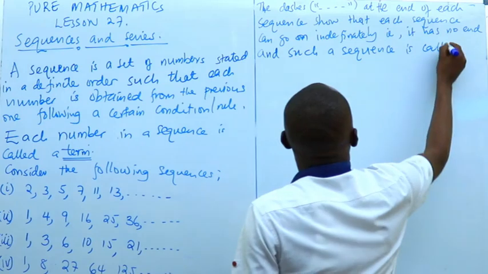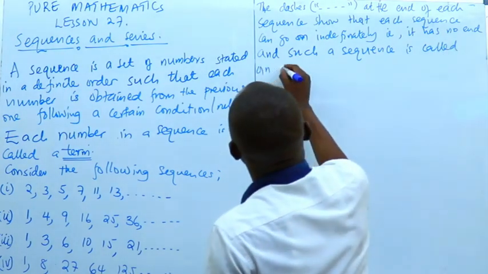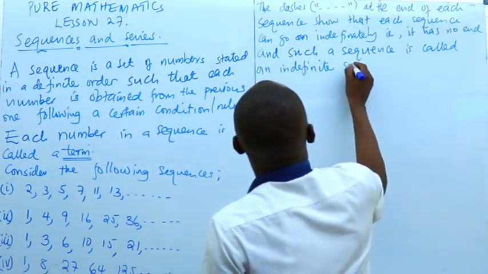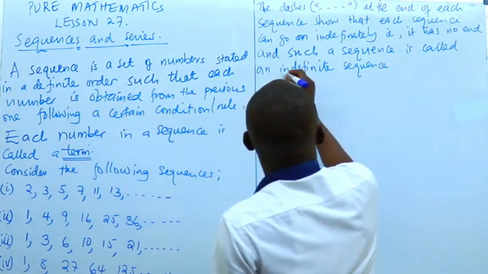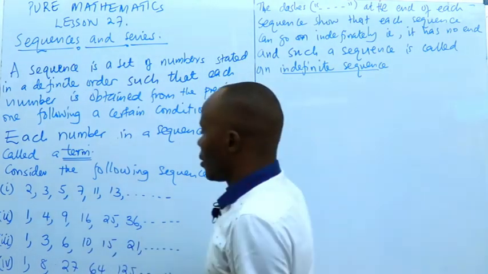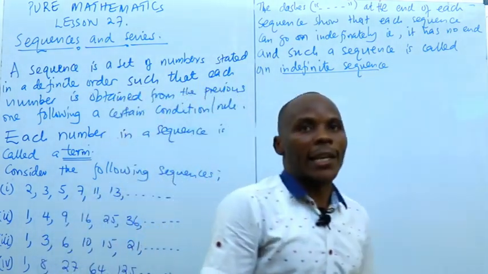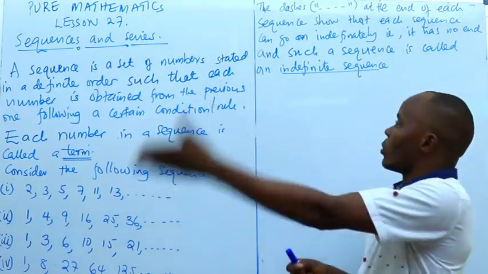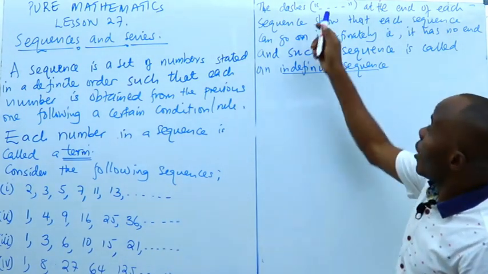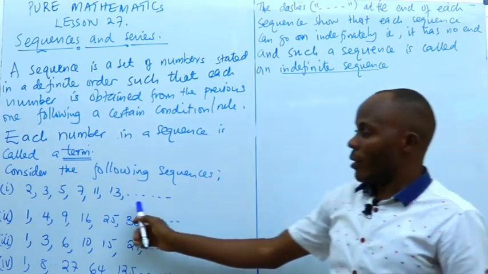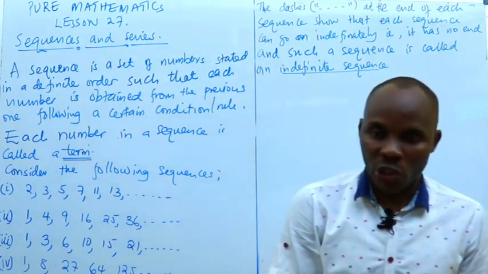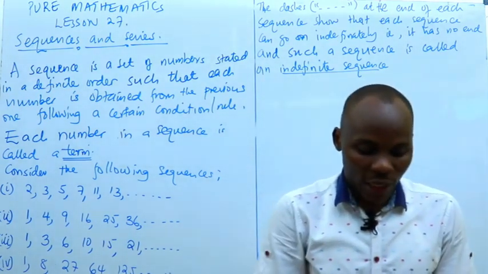is called an indefinite sequence. In other words, these sequences I've listed here have no end. They can go on and on. Why? The presence of these dashes indicates that we don't have a stopping position. They are moving on up to the end.